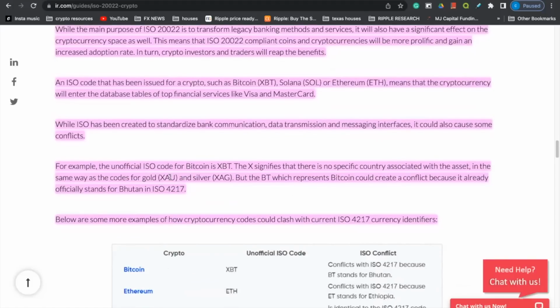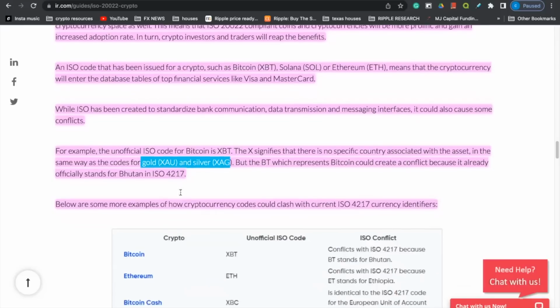For example, the unofficial ISO code for Bitcoin is XBT. The X signifies that there is no specific country associated with the asset in the same way as the codes for gold, XAU, and silver, XAG, which are the ticker symbols for gold and silver. But the BTC, which represents Bitcoin, could create a conflict because it already officially standardizes with Bhutan in ISO 4217.